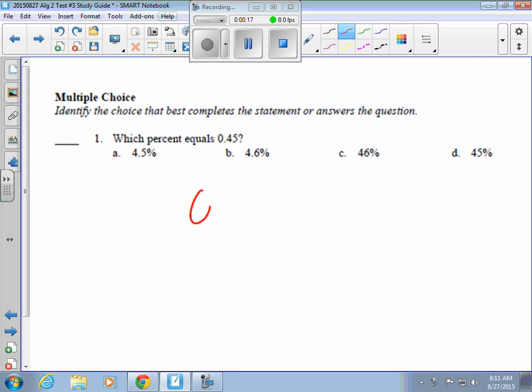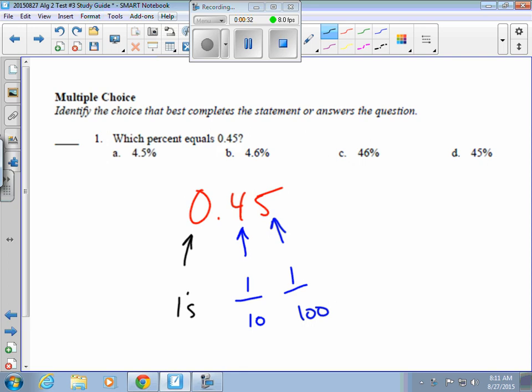If you look at the number 0.45, you have two different places. This one here is the tenths place. This one here is the hundredths place. And you could actually look at the one in front of it and call that the ones place. But since it's in the hundredths place and percent means per hundred, it's already set up for us, so we could say that that's 45%.